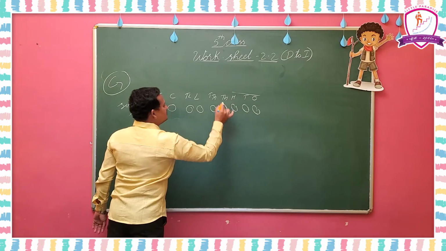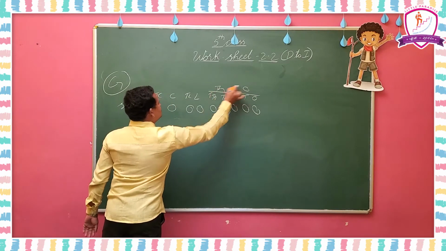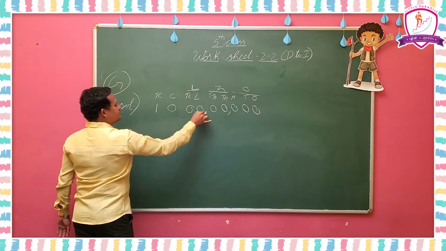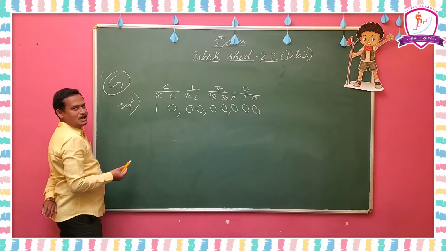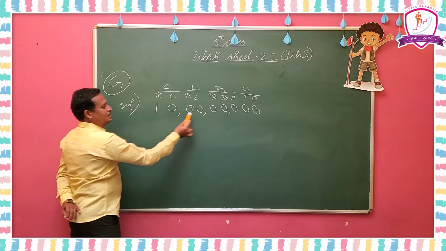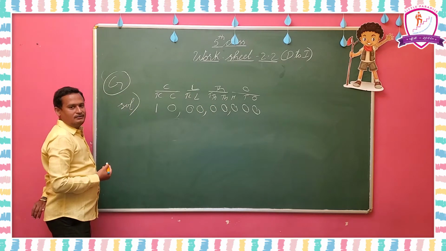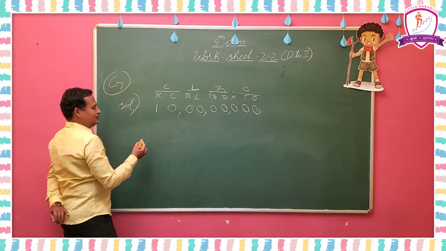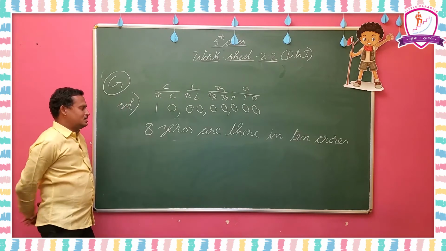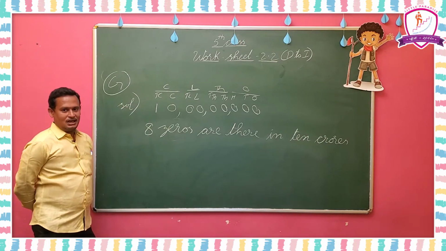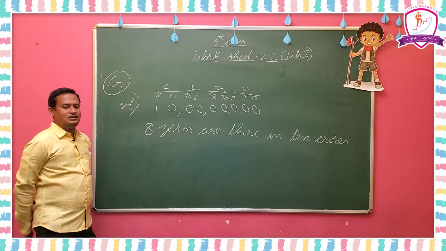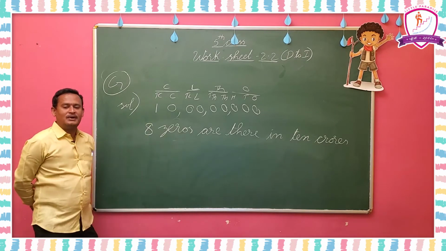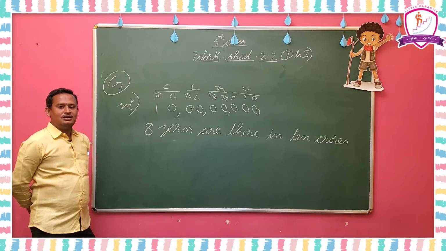Ones, tens, hundreds become the ones period, here the thousands period, here the lakhs period, and the crores period. In 10 crores how many zeros are there? Except 1, the remaining 8 zeros will be there. What do we have to write here? 8 zeros are there in 10 crores. Understood? Like that you have to write the answer. You can write this answer in that blank. Already space is there to complete.